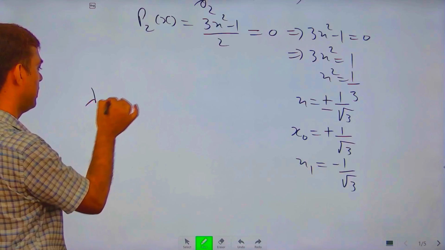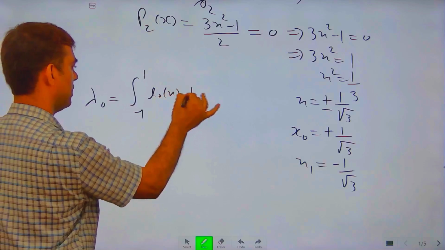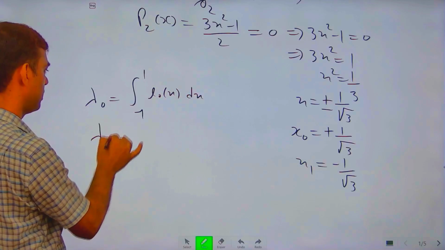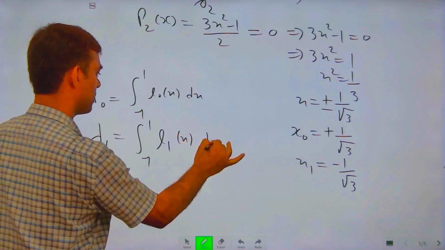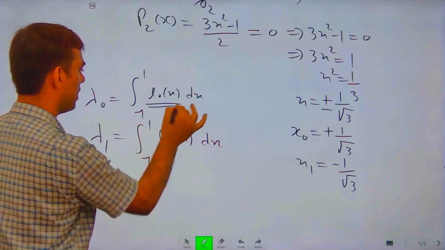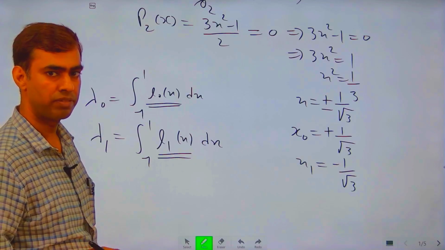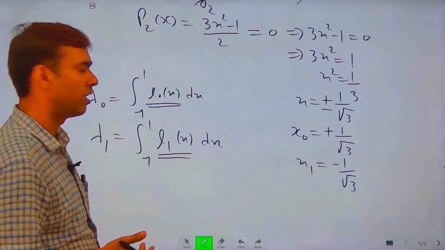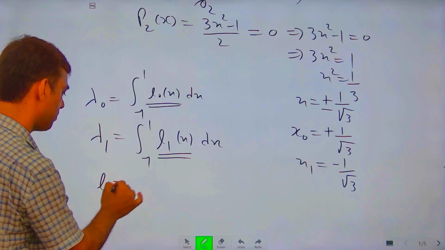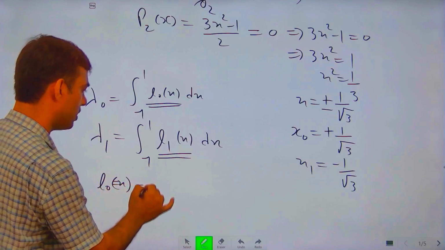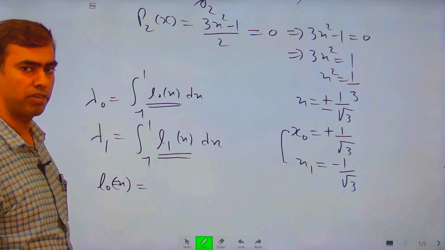Lambda 0 equals the integral from minus 1 to 1 of L0(x) dx, and lambda 1 equals the integral from minus 1 to 1 of L1(x) dx, where L0(x) and L1(x) are the Lagrange coefficients of the Lagrange interpolation formula. So, what is the value of L0(x)? With the help of the Lagrange interpolation formula, using these 2 points, we find L0(x).